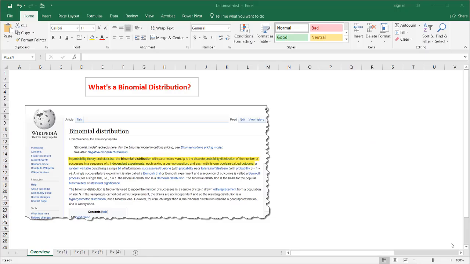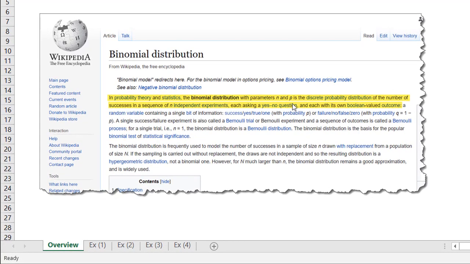Hi, in this video, I want to show you how to calculate a binomial distribution probability in Excel. Now, first thing I want to cover is what is a binomial distribution. In this particular Wikipedia article, it talks about a binomial distribution with parameters n and p.